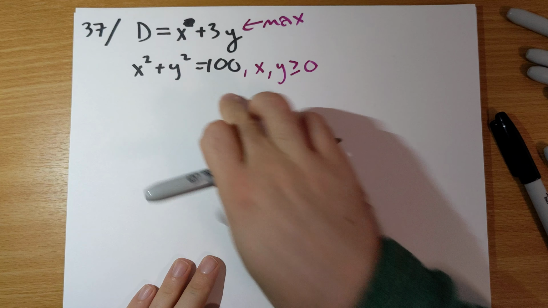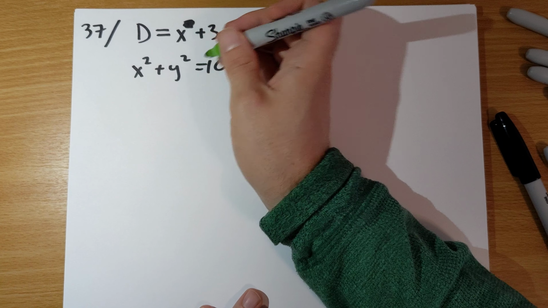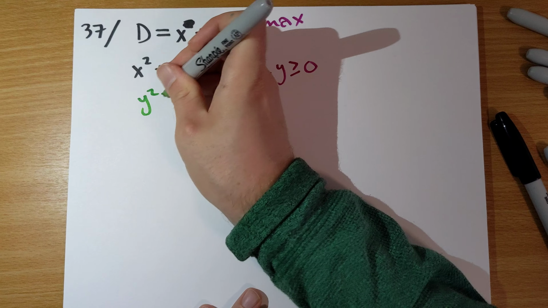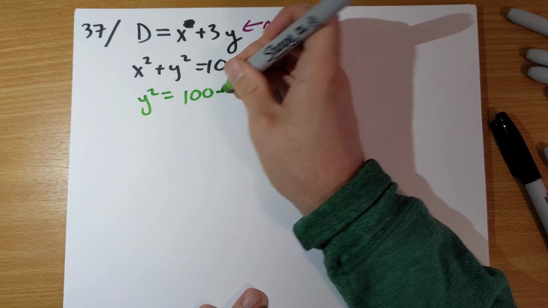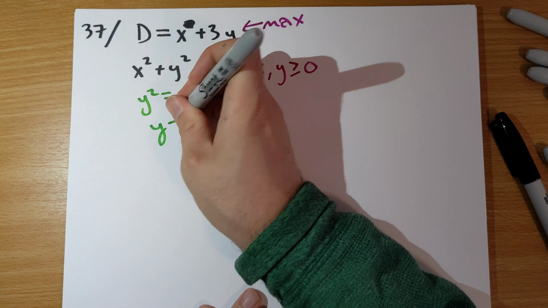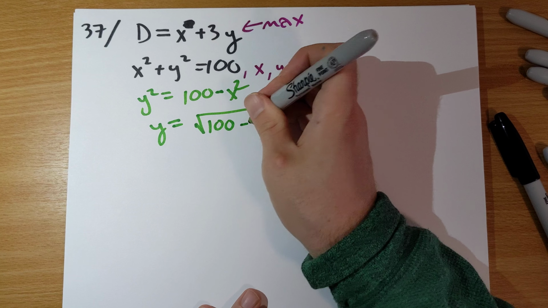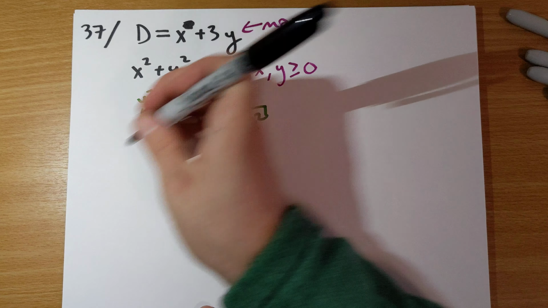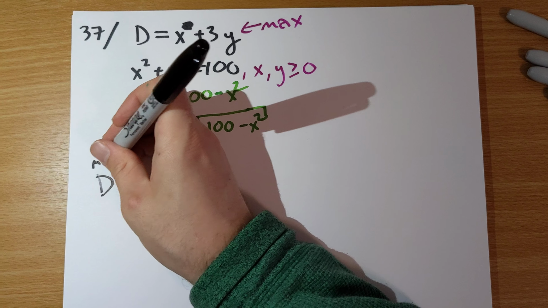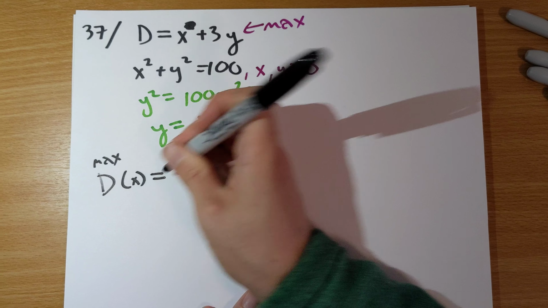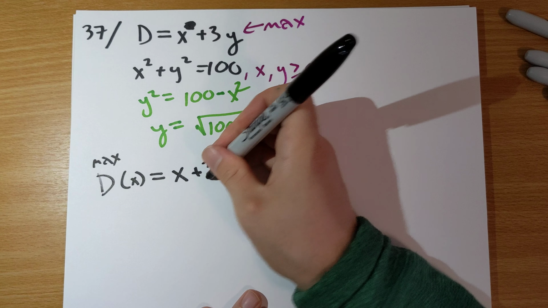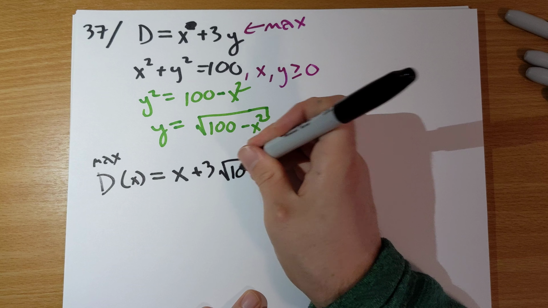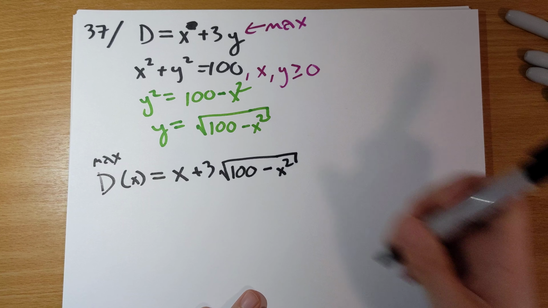So we have the relationship here, x squared plus y squared is equal to 100. So y squared is equal to 100 minus x squared, or y is equal to the square root of 100 minus x squared. We said x and y are both non-negative here, so it's okay to just take the positive square root. So really, the function we're trying to maximize, d of x, is going to be x plus 3 times the square root of 100 minus x squared.